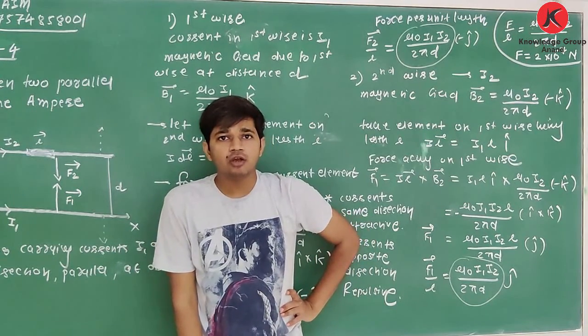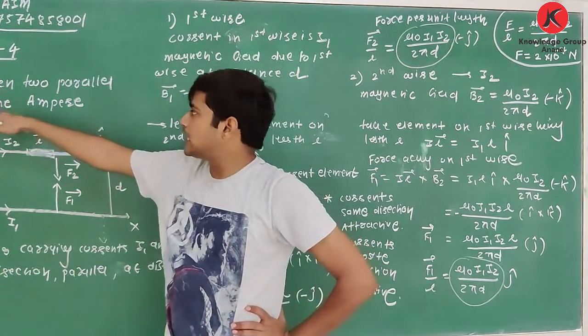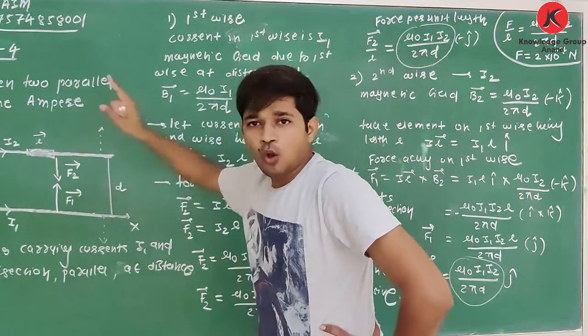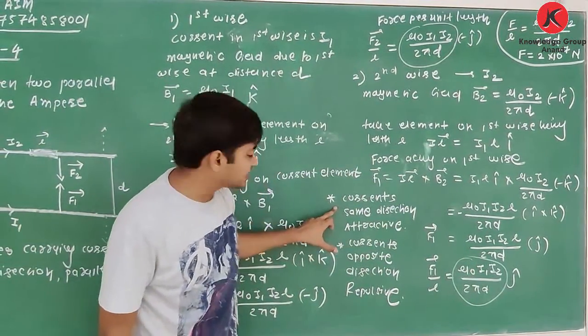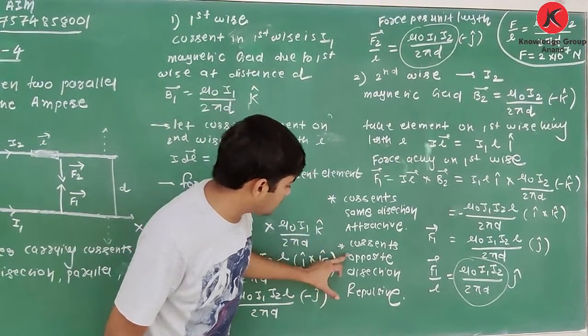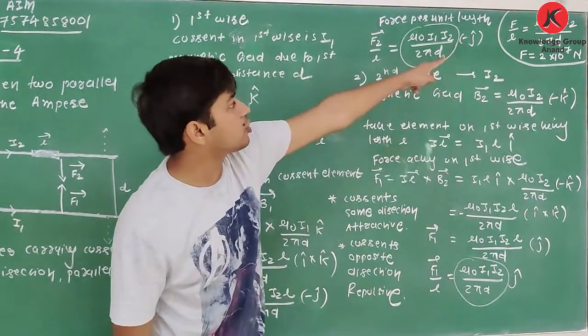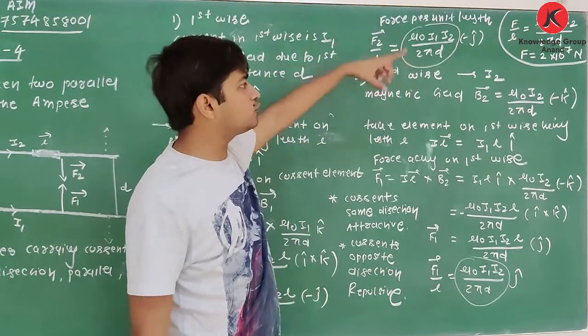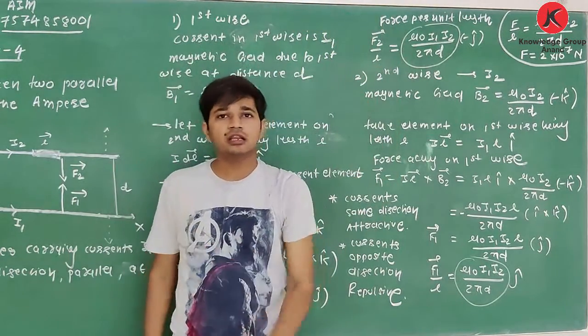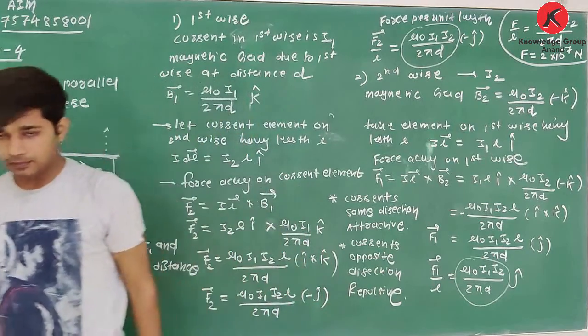Clear about this? Okay, so what is the force between two parallel currents? What is the definition of current? This result is important. Currents in the same direction attract, currents in opposite directions repel, and this is the equation: force per unit length is equal to mu 0 I1 I2 upon 2 pi d. Clear about this?